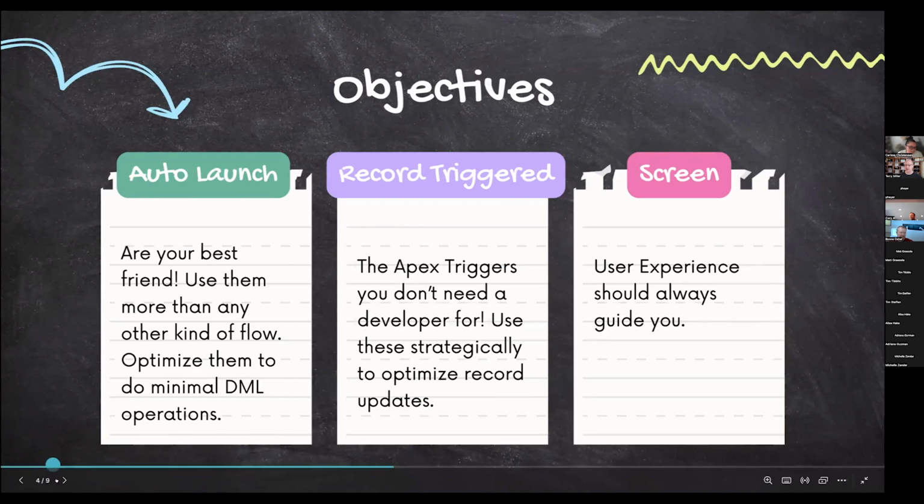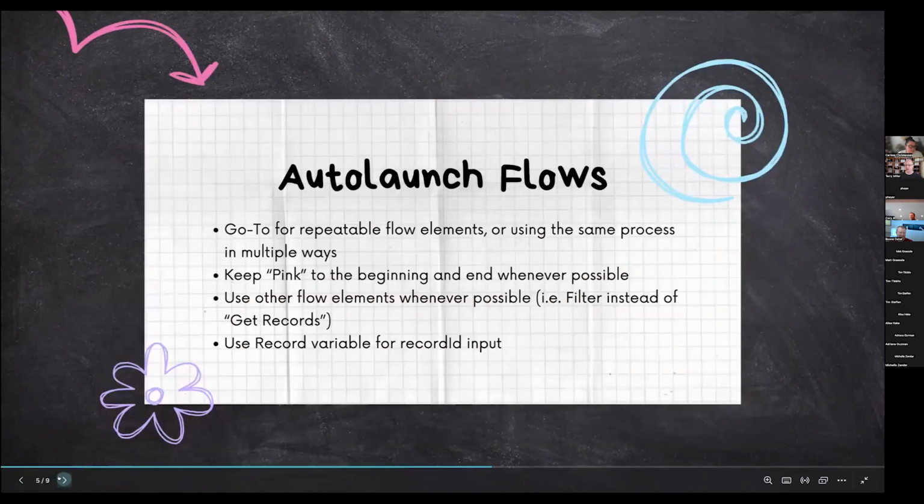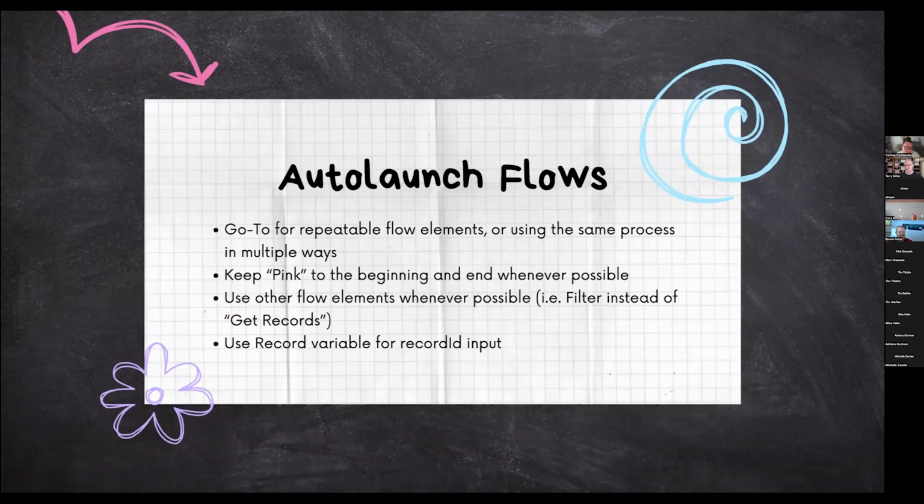Okay, now that I'll climb off my soapbox. These are more in detail for each of the things I've talked about. So Autolaunch flows, I like to use these a lot if I'm doing the same 4 things over and over again. I'm not going to put the same 4 things in my flow. I'm just going to make an Autolaunch flow that I can keep calling as needed. I already mentioned keeping pink to the beginning and the end whenever you can. And then just being mindful of DML operations.